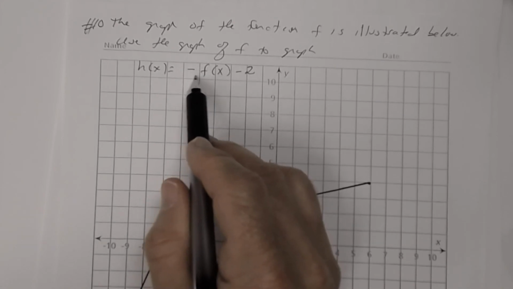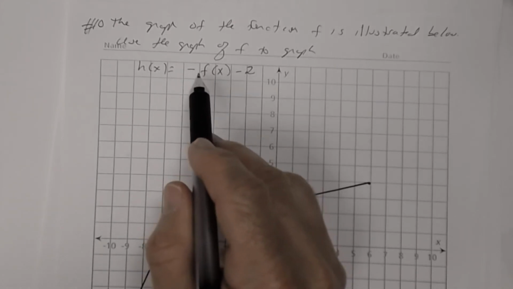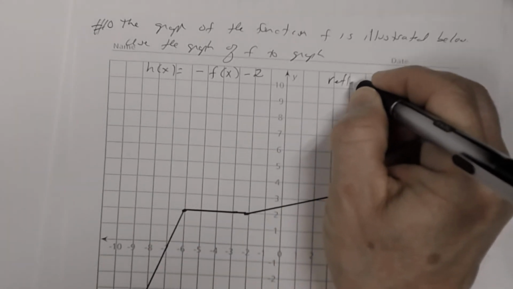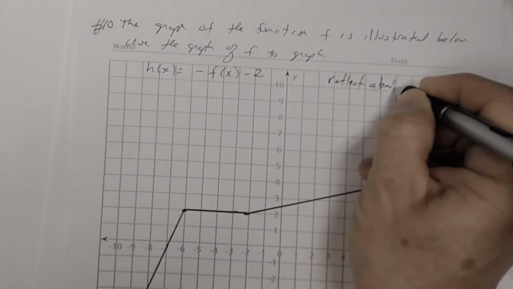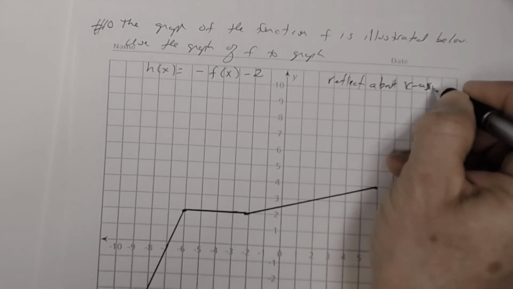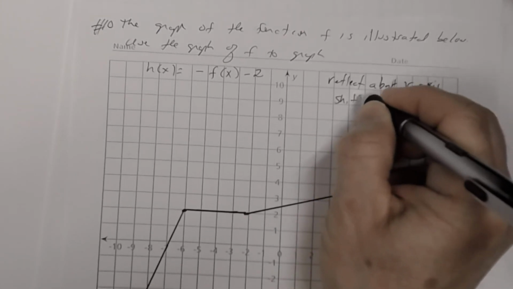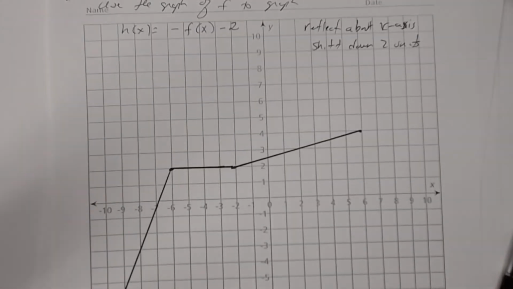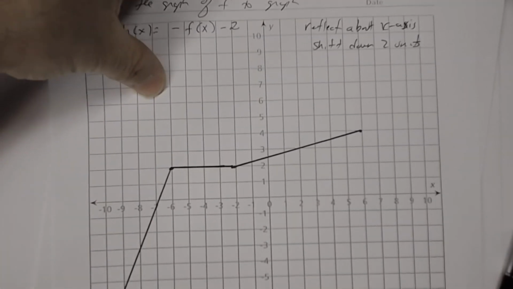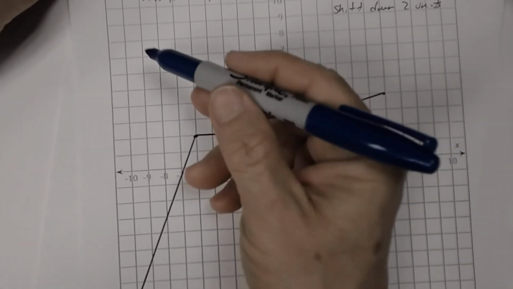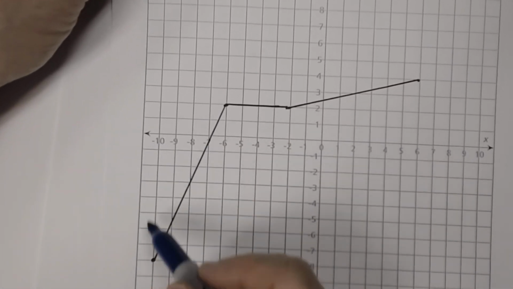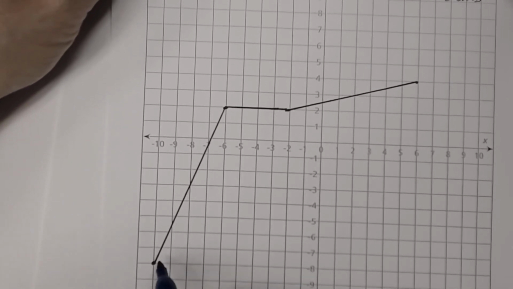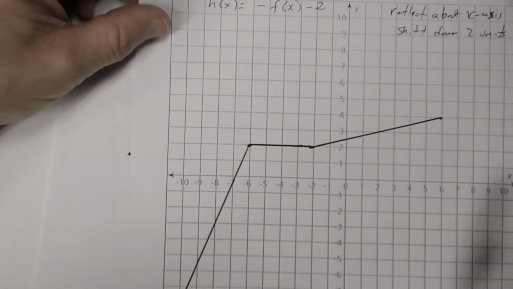So the first thing you're going to do is reflect this about the, now which one is the x-axis or the y-axis? That's the x-axis. So reflect about the x-axis. And then shift down 2 units. Okay? All right, so look what happens. So that's going to be easy. All right, so remember you're reflecting across the x-axis. So the point negative 10, negative 8 becomes negative 10, positive 8.